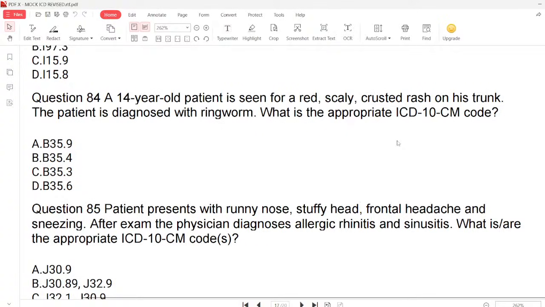84 B. Okay. Please check the code, guys. B35.9. That is the answer, or B35.4? Let me check once again. Actually, what is B35.9? The code for a dermatophytosis unspecified condition. But in our question, ringworm is mentioned, right? So B35.4 for a ringworm of the body.